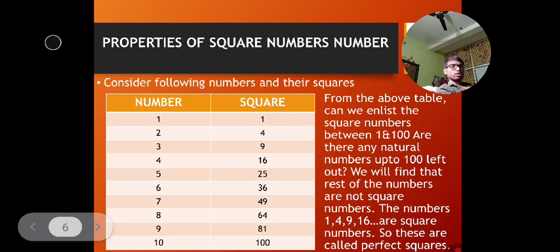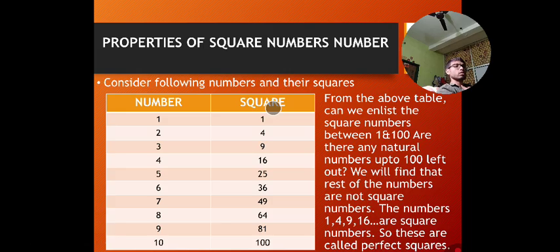Now, properties of square numbers. What are properties? Properties are also important in the discussion of rational numbers. We saw properties of a rational number. Same here, properties of a square number. Properties will be more important. Importance of properties will be more.